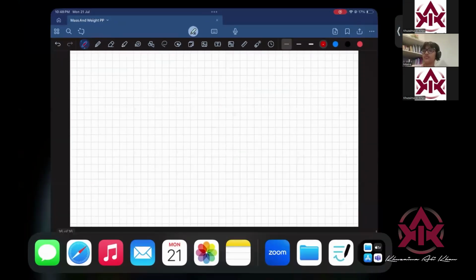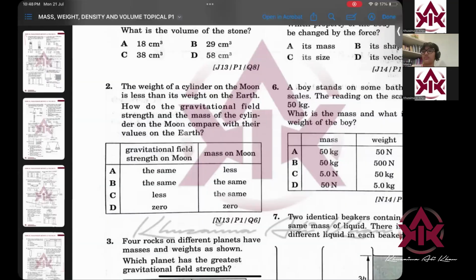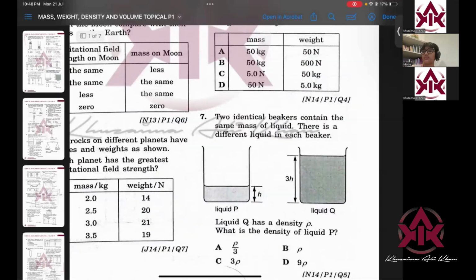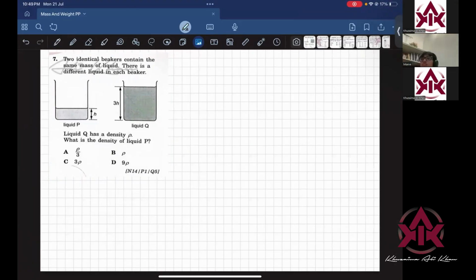Let's go on towards the next question. Okay, so you have two identical beakers, right? Which contain the same mass of liquid. There is a different liquid in each beaker, right? So we have different liquids which have different densities here. But what is the same for both of the liquids? That is the mass that they contain, right? So the mass of the liquids is the same here, right?